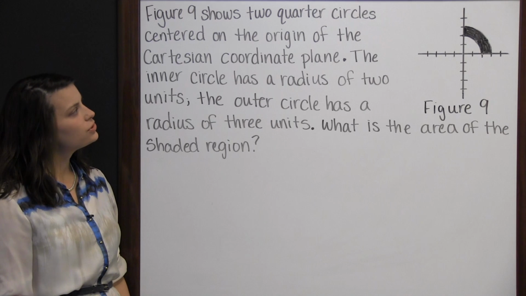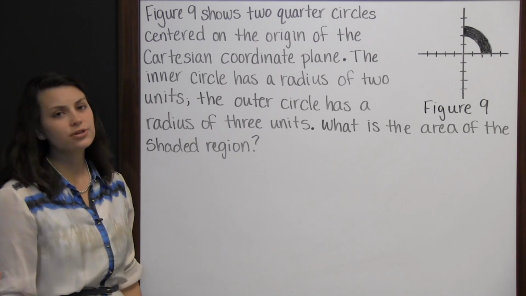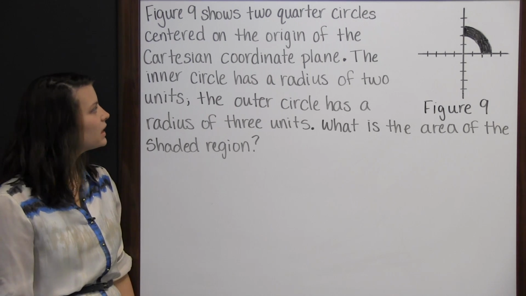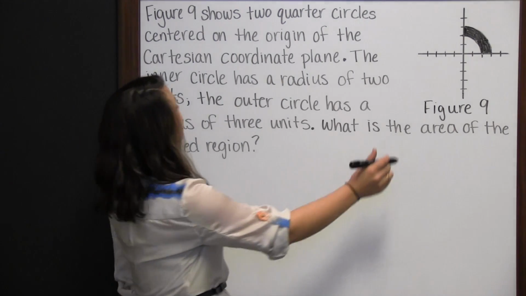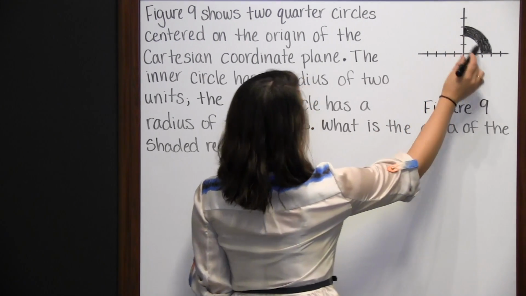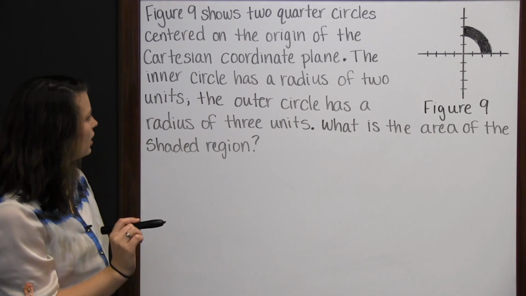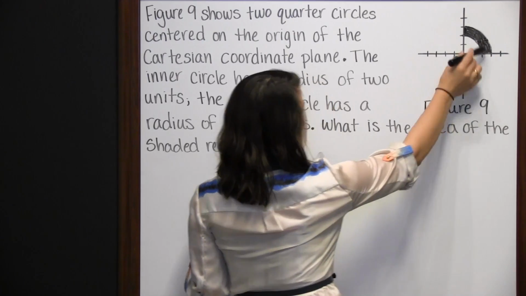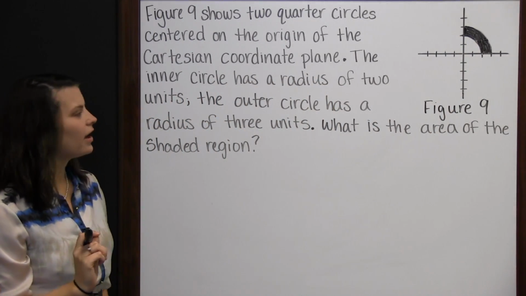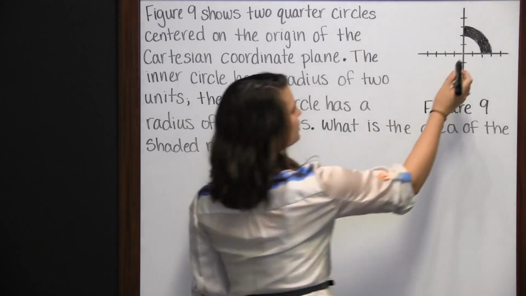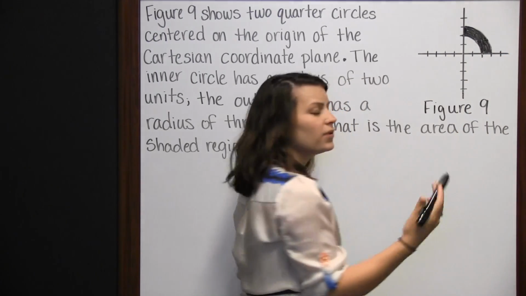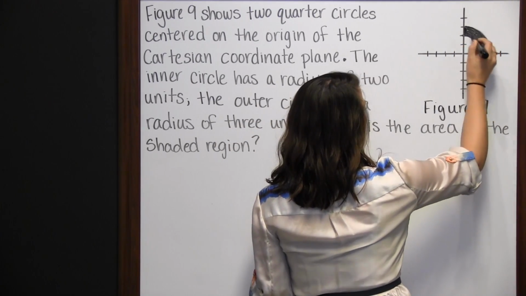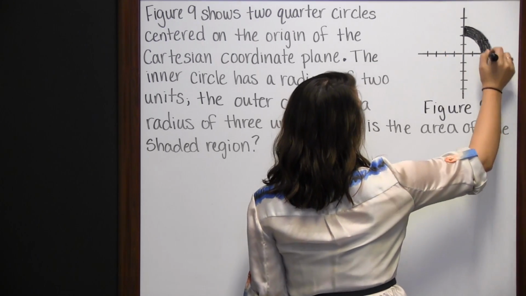Figure 9 shows 2 quarter circles centered on the origin of the Cartesian coordinate plane. The inner circle has a radius of 2 units. The outer circle has a radius of 3 units. What is the area of the shaded region? So that's right in here. And if you can just imagine it, this circle would continue going, as would this larger circle.